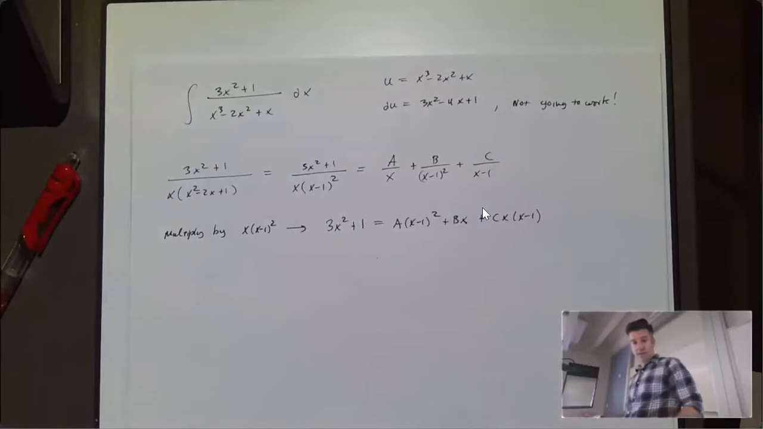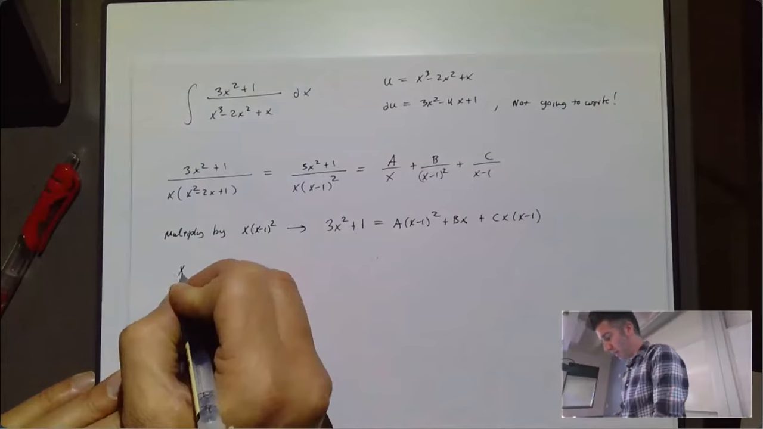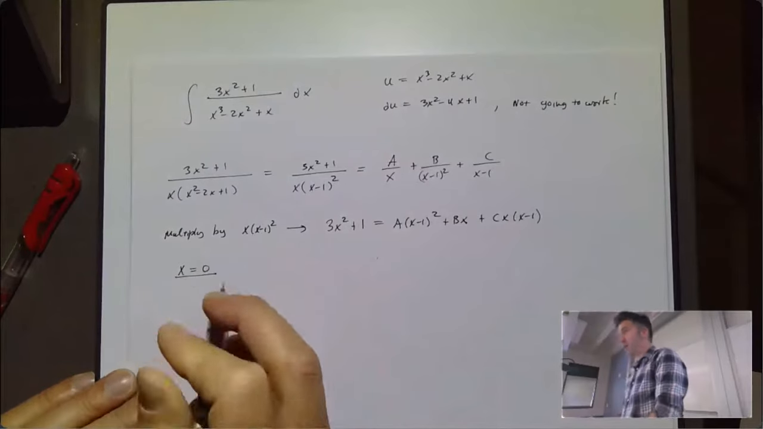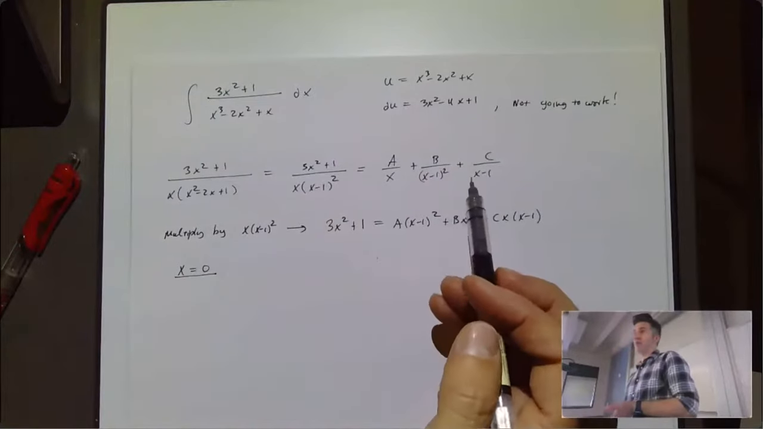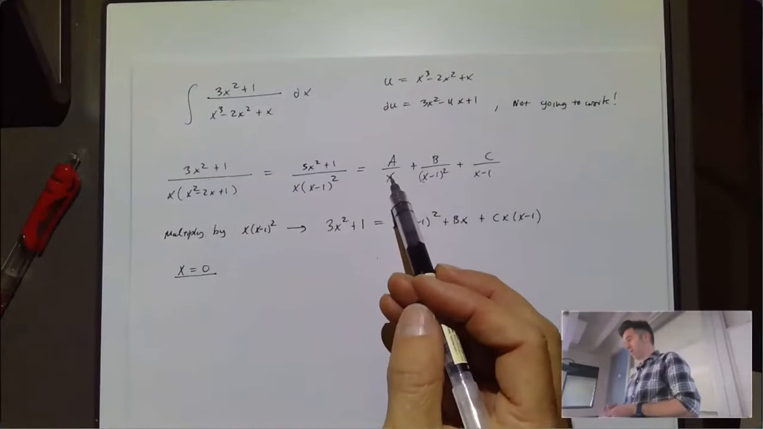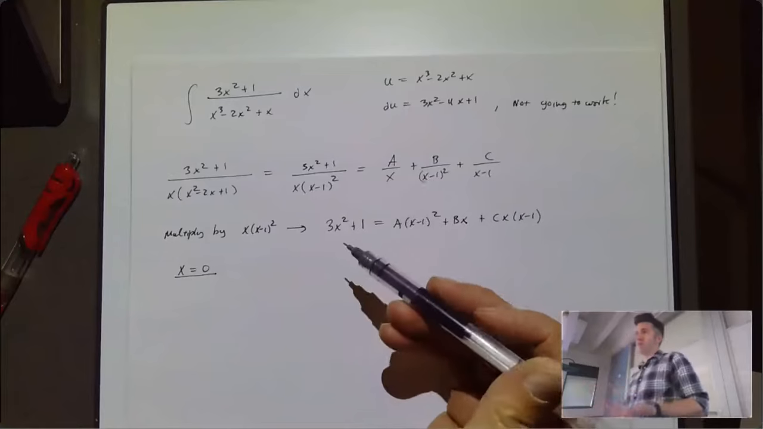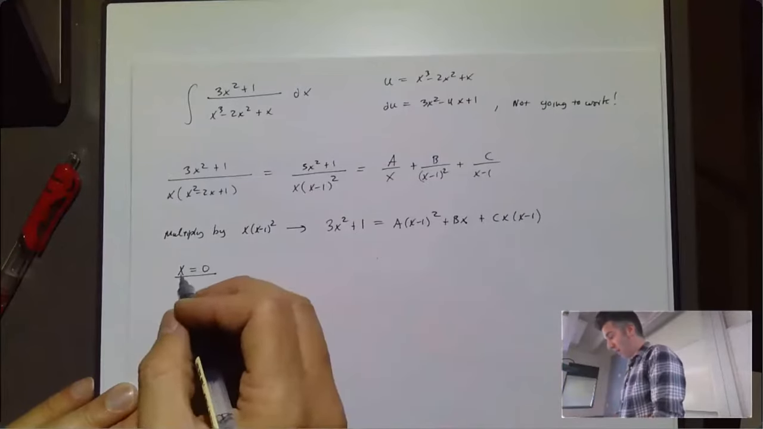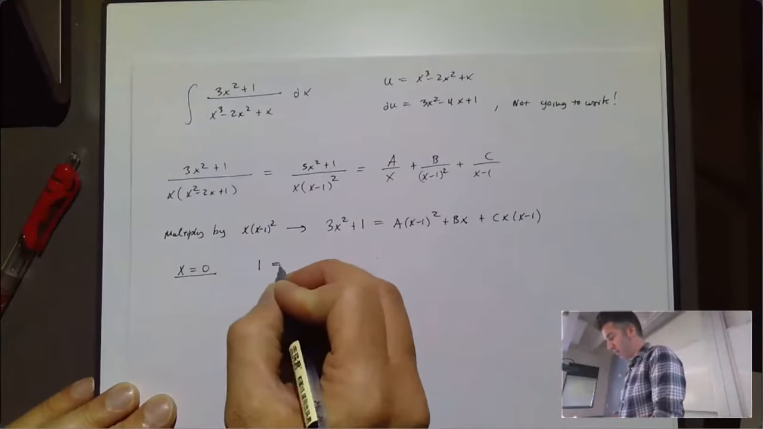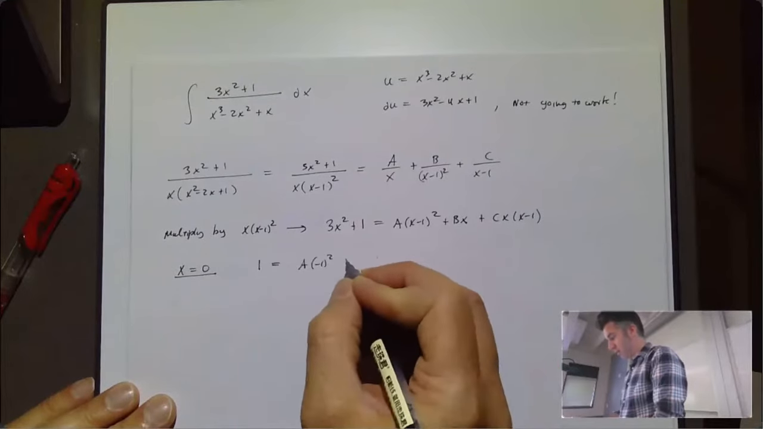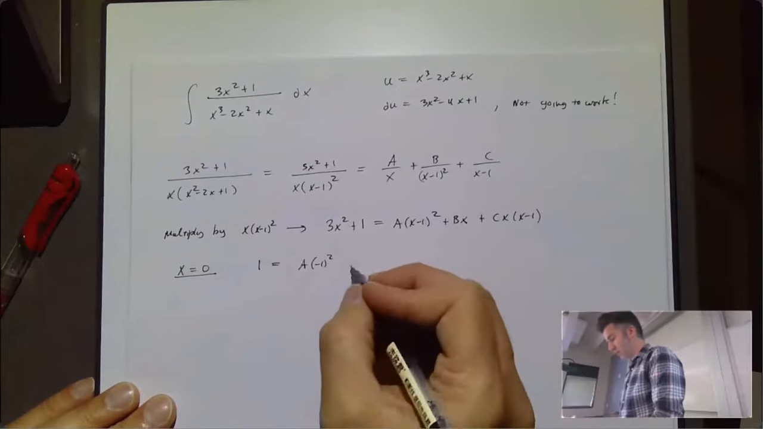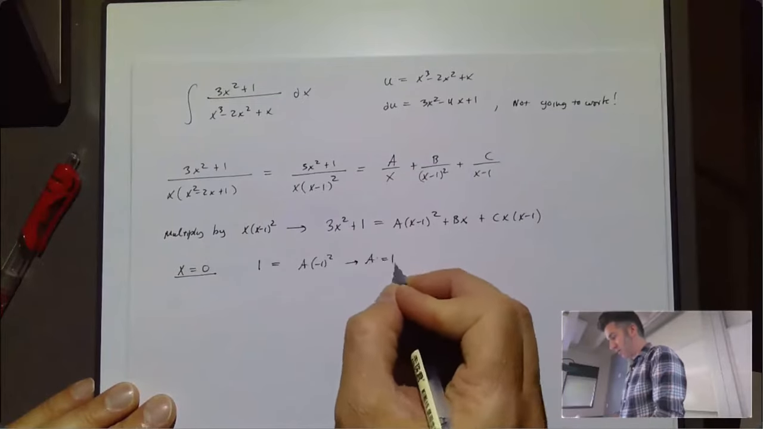And now it's the same sort of process. We're going to pick convenient values like x equal to 0. By the way, the convenient values are just the values that would have made the denominator 0. So x equal to 0 makes this 0, x equal to 1 makes that 0. So that's what we're typically picking. So if I pick x equal to 0, on the left I'm going to get 1. On the right I'm going to get a times negative 1 squared plus 0 plus 0. So I'm going to get a equal to 1.